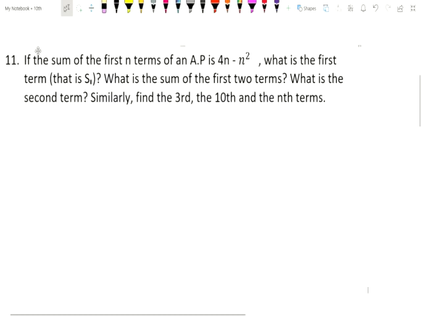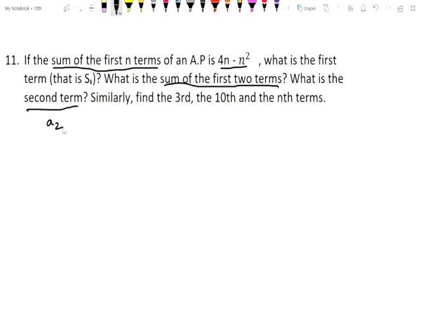Today we are going to see arithmetic progressions, exercise 5.3. Eleventh question. If the sum of the first n terms of an AP is 4n minus n square, what is the first term? The first term is represented by S1. What is the sum of the first two terms? It means S2. And what is the second term? A2. Similarly, find the third, the 10th and the nth terms.